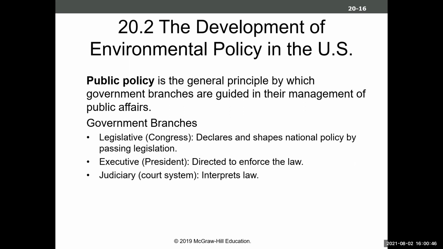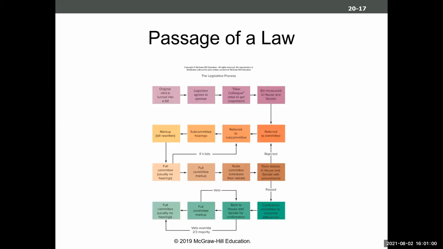And then the judiciary system, or the court system, interprets that law and applies it to each individual situation. So you have, for example, the passage of a law by the legislative branch, where you have this original idea, it's turned into a bill, you have somebody to sponsor it, the bill gets introduced, then it's referred to a committee, then a subcommittee, then it goes on hearings, and then it's written up.